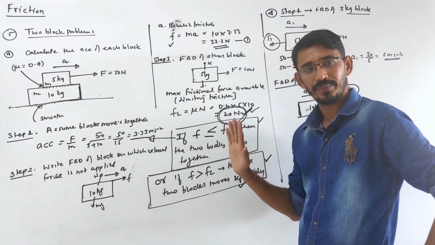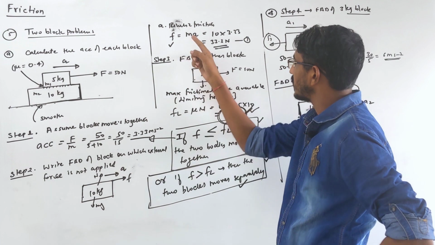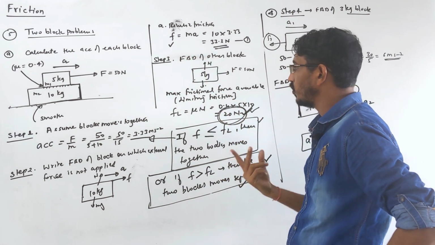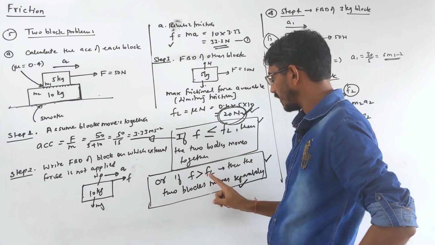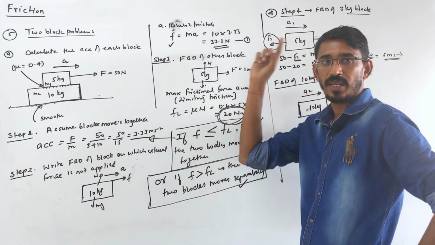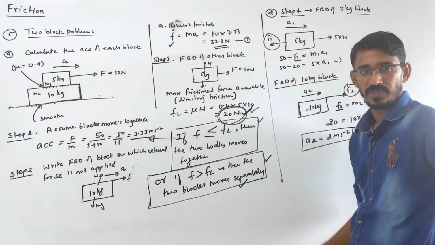Here the question is over. But if this frictional force is more than the limiting, then the two blocks will move separately. When they move separately, you have to write the fourth step: you have to calculate the individual accelerations.